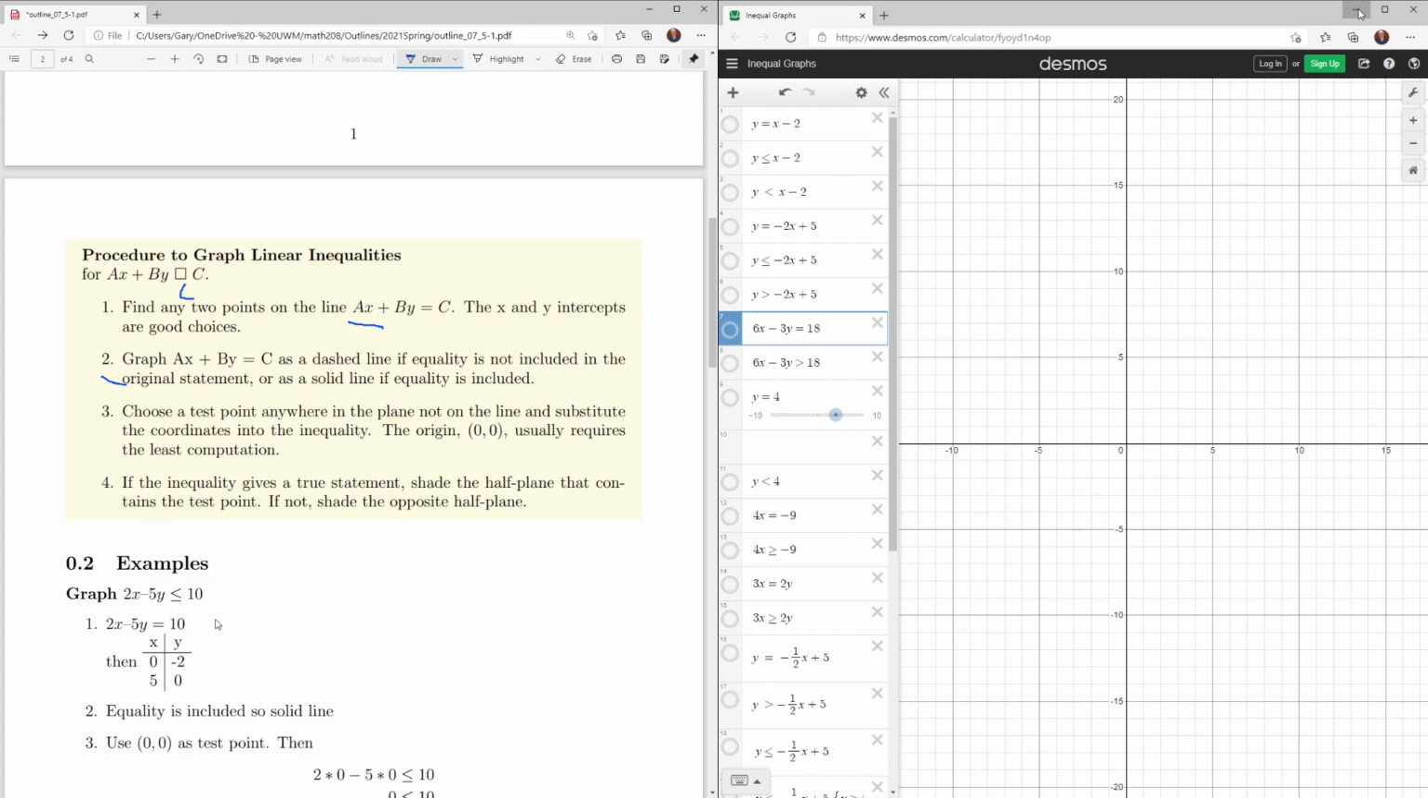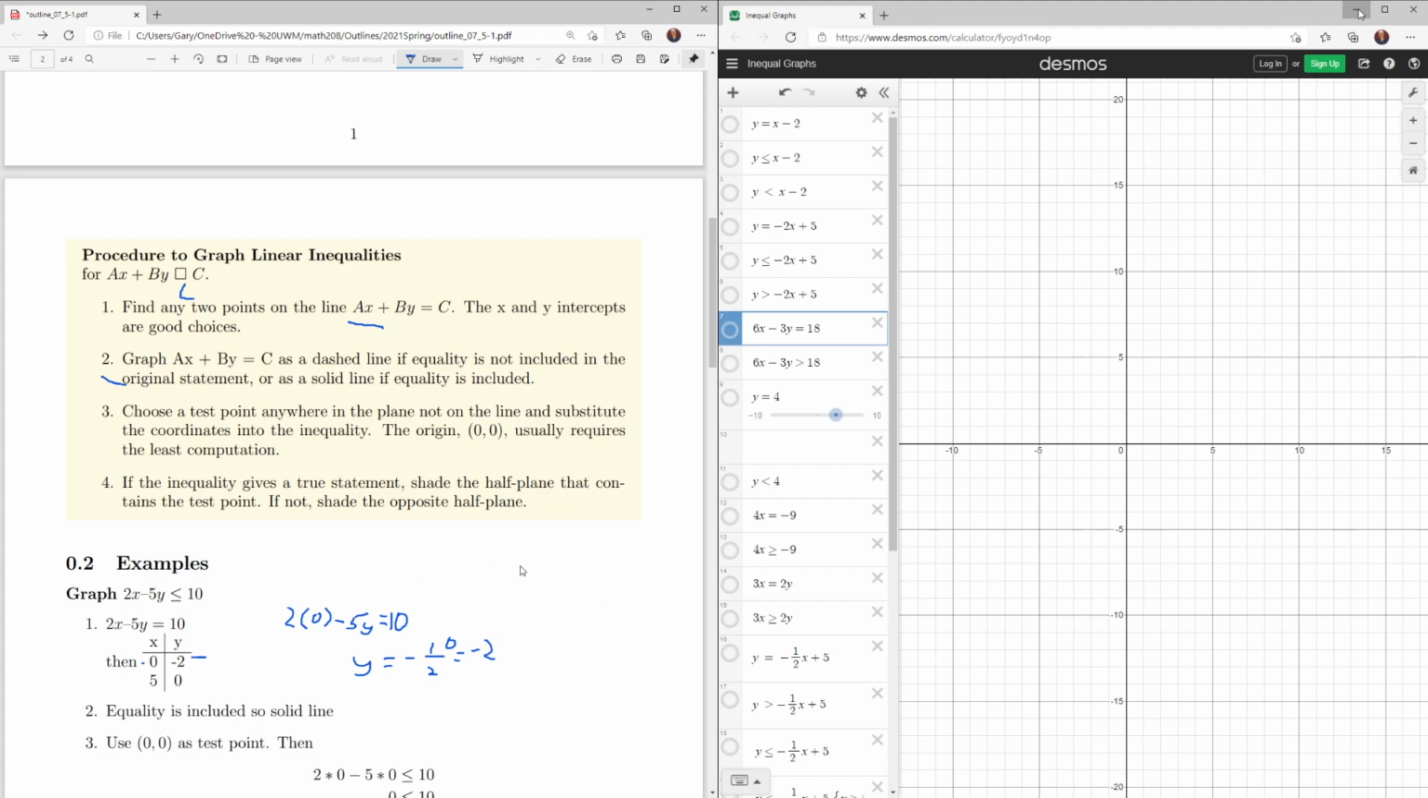We pick 2 points on the line. How do I do that? First, I set x equal to 0. So I do x equals 0, and that's what we're showing here. And then we have 2 times 0 minus 5y equals 10. So 0 minus 5y. So we have y equals minus 10 over 2, which equals minus 2. That's how we're getting this first value across here.